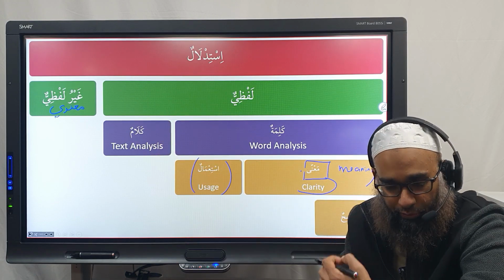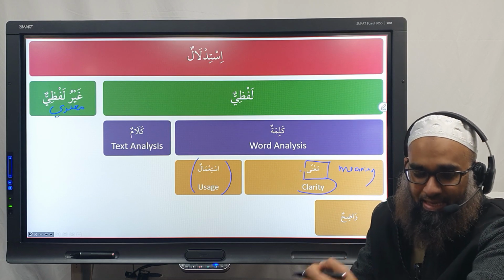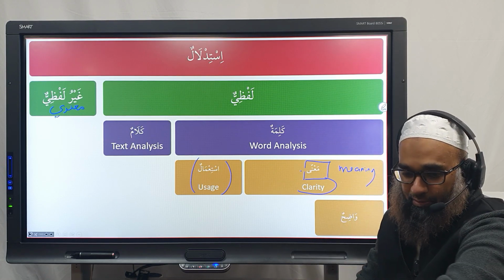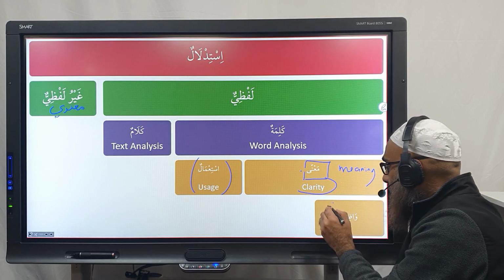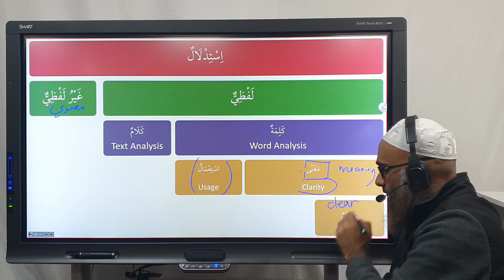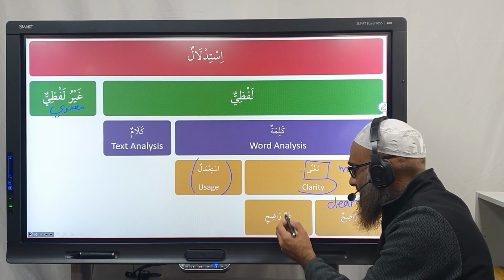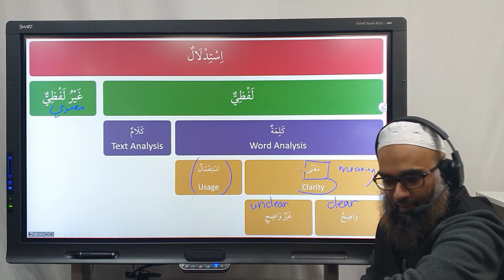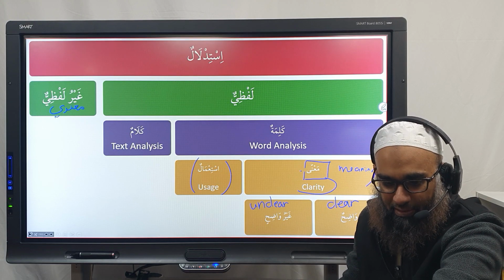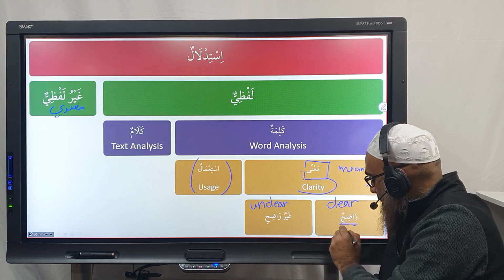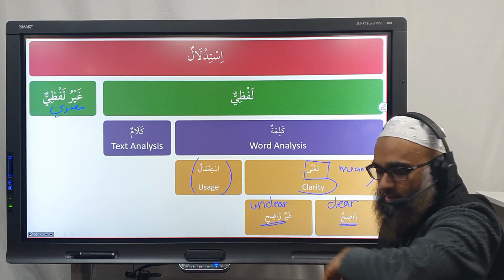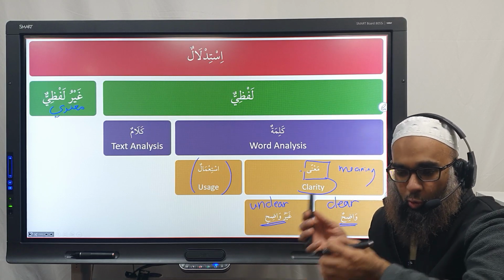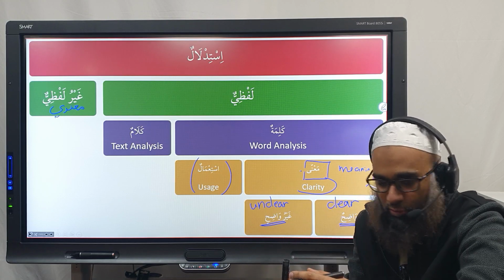When we look at the words, the first thing we need to know is: is this word wadih? Wadih means clear. Do we know what it means? Or is it ghayr wadih, unclear? That's the first thing you have to look at. Clear words have certain rulings, unclear words have certain rulings. If we know what the word means, we'll have a certain way we'll approach that. If we don't know what it means totally, we have a certain way we approach that.